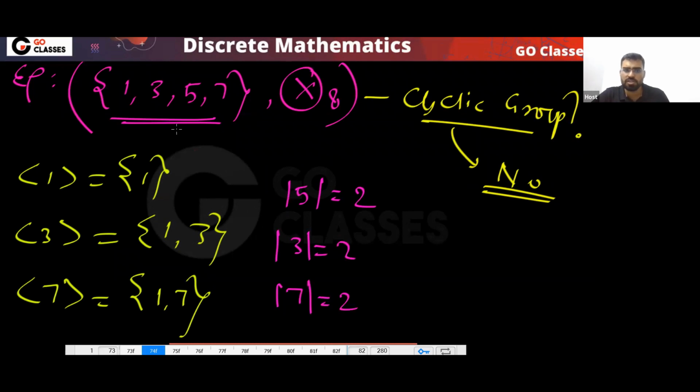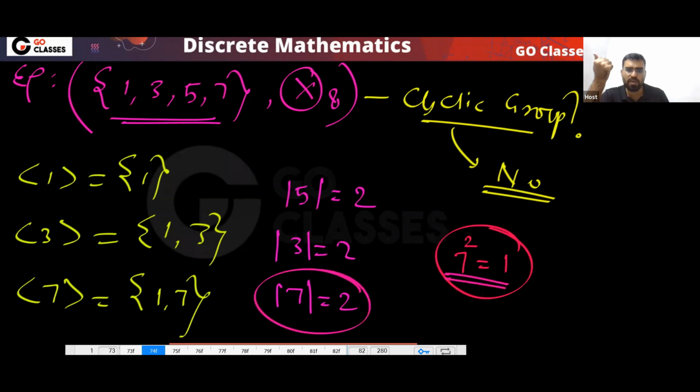Correct? Because 7 can generate only 7 power 1, 7 power 2. What is 7 power 2? That is 1. Okay, so that is the idea. Because 7 power 2 is 1, the order of 7 is 2. Because 5 power 2 is 1, which is the identity element, the order of 5 is 2.